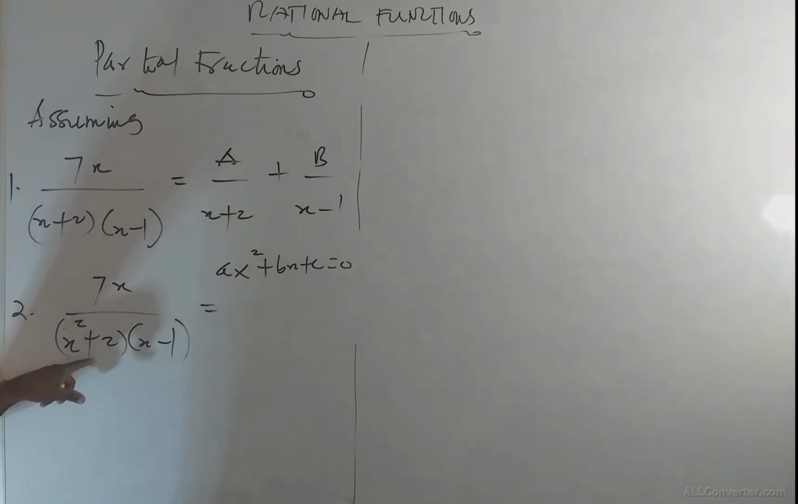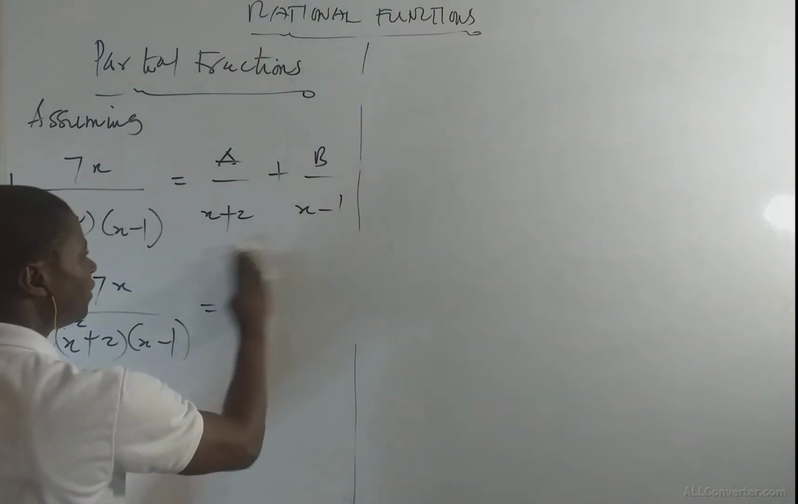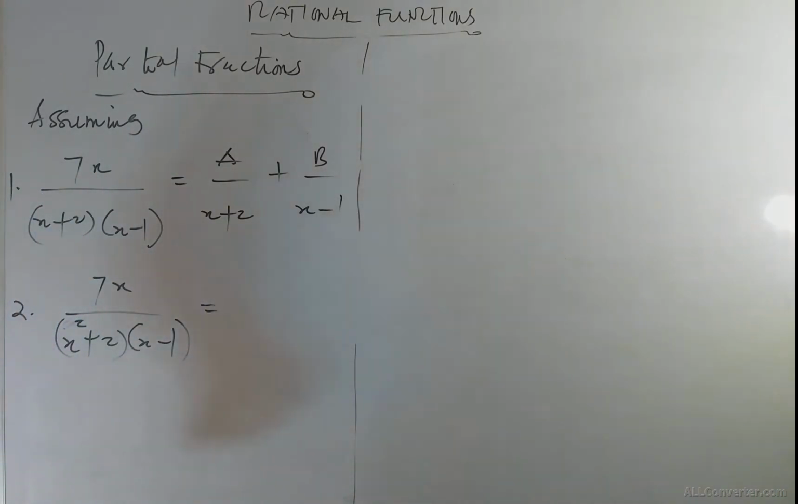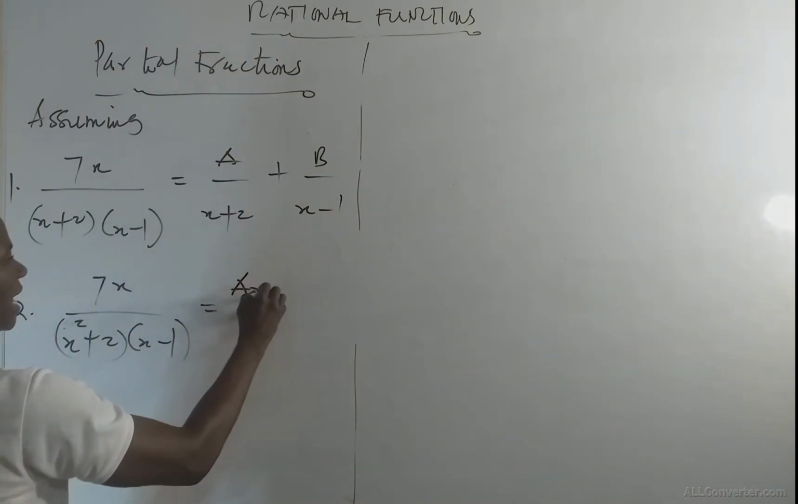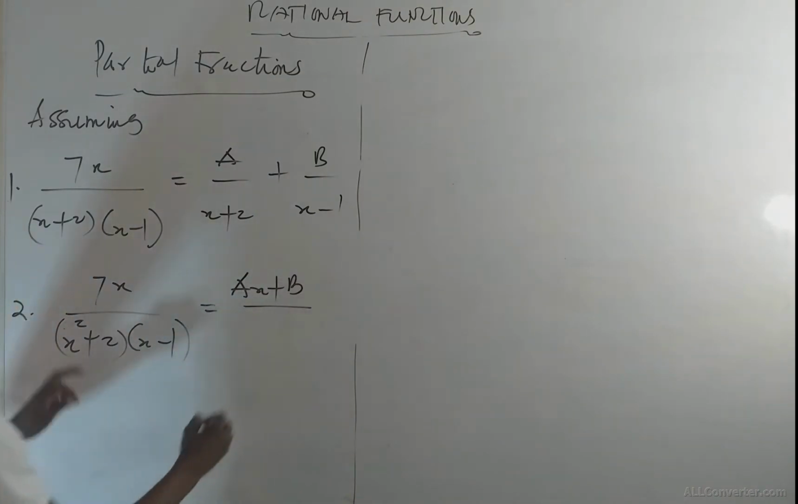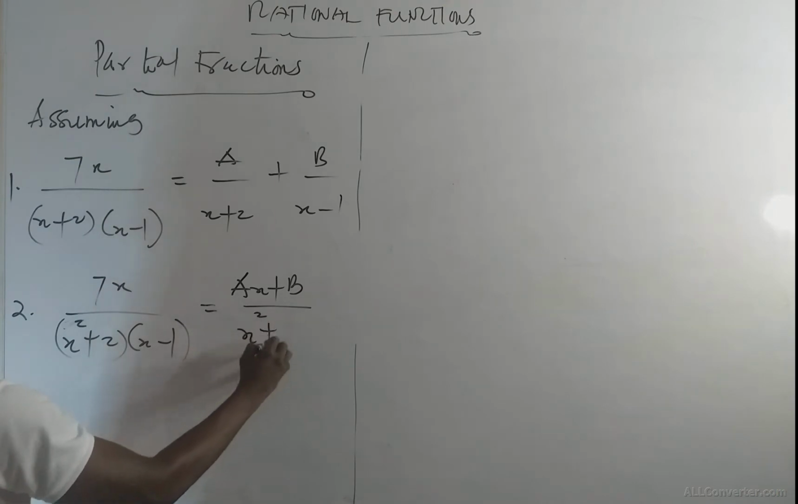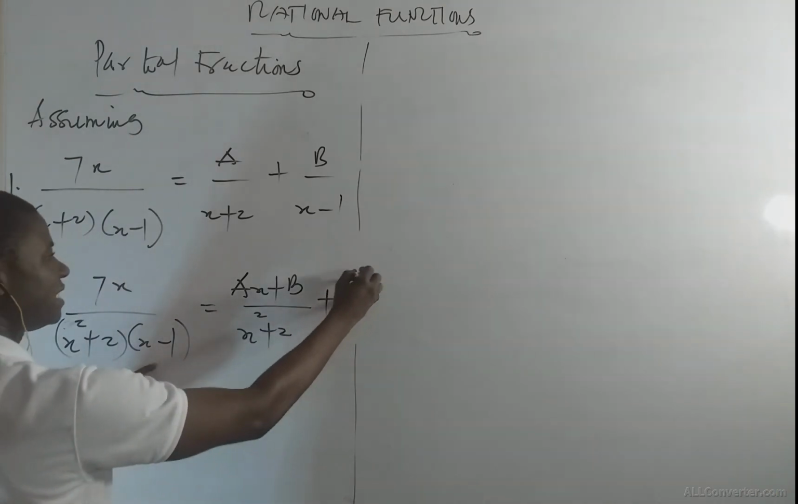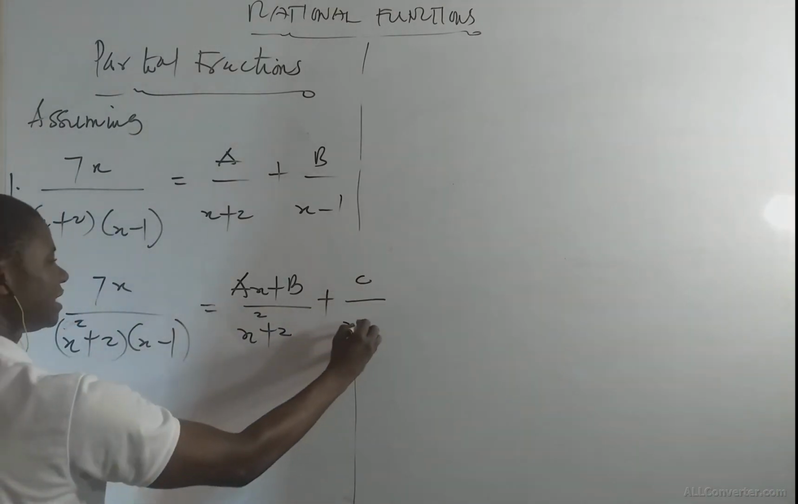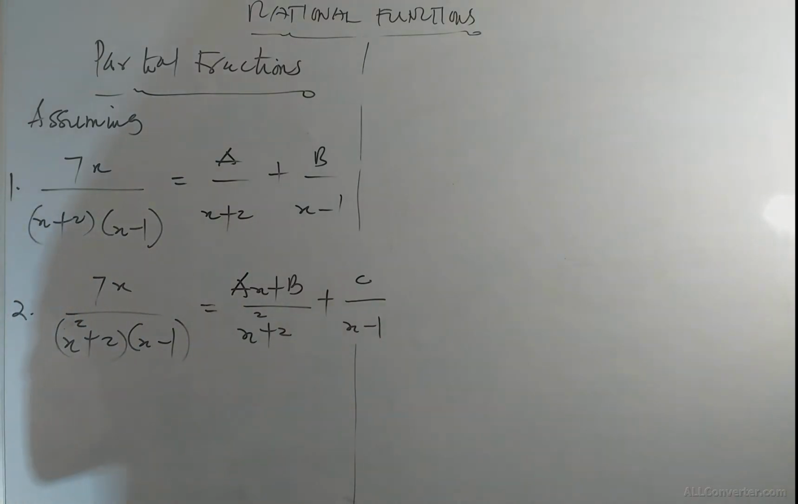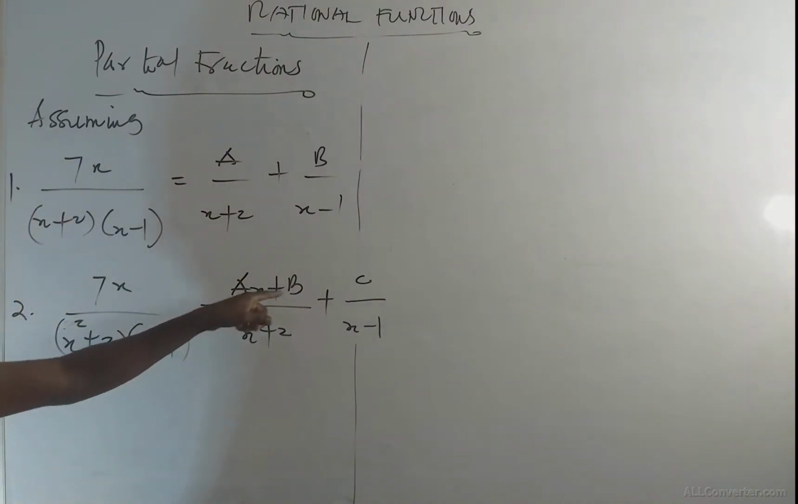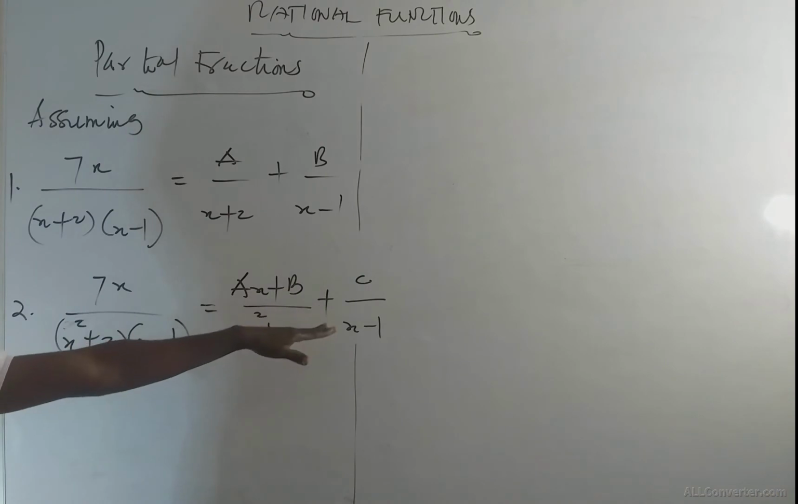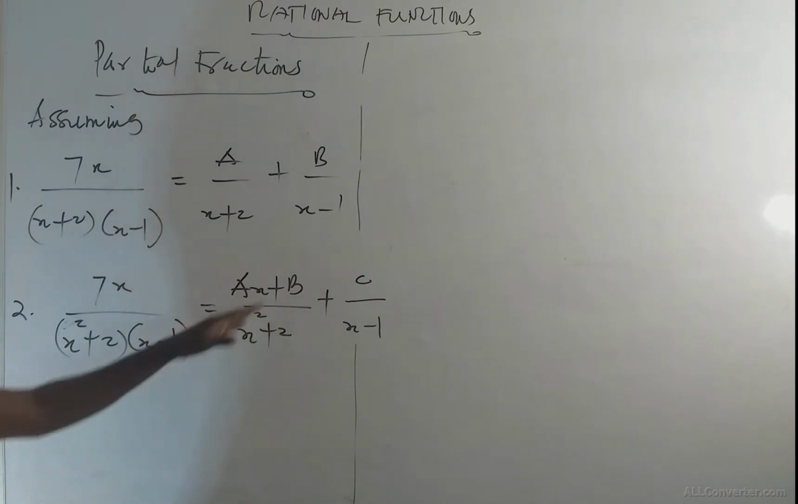So when one of the factors is quadratic, then it is a denominator with a quadratic factor. If it behaves like that, then this should be equal to ax plus b over the quadratic factor, that is x squared plus 2, then plus c over the linear factor, that is x minus 1. And we will simplify this to find a, b, and c. I will explain that. You will get what I'm saying.